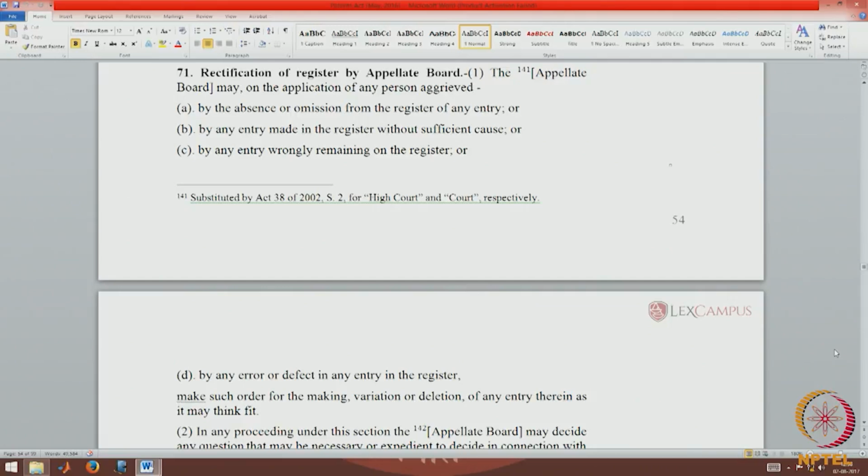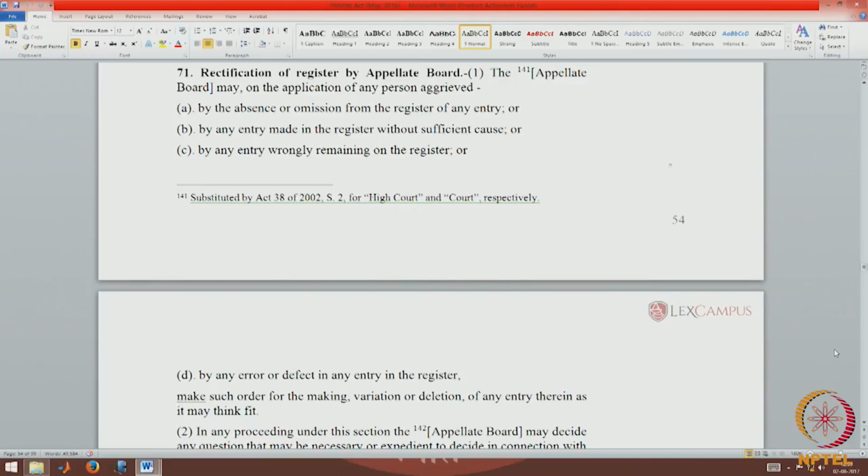Let's take another scenario. Your name does figure in the register. There is also an additional name that figures in the register who has no connection with the patent. He is shown as a co-proprietor along with you. So that person's name continues in the register without sufficient cause, because there is no underlying transaction, there was no assignment to him, neither was he the true or first inventor nor the assignee. So in such a case, his name has appeared without sufficient cause, so a petition can be taken to rectify and remove his name. Or, by any entry wrongly remaining on the register.